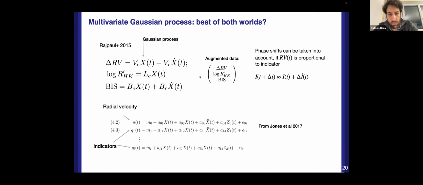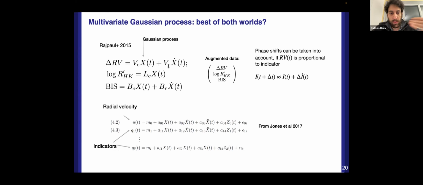And the rationale of using the derivative, or why I think it's useful, is that if you have a phase shift, which is known to happen between RV and indicators, then you can model them with a derivative. There is a delta t missing, sorry, but basically the delta t is going to be the coefficient of your derivative here, multiplied by the amplitude of the signal.